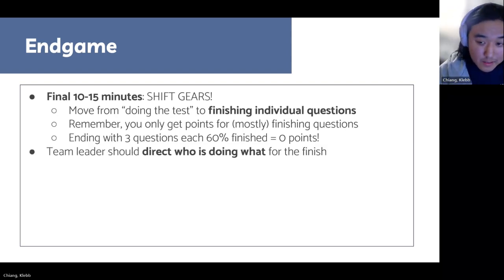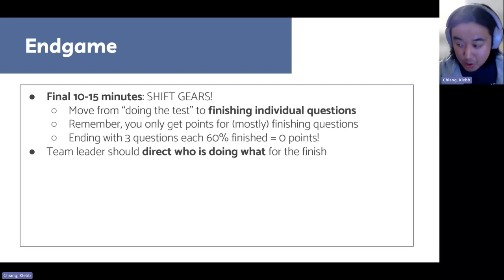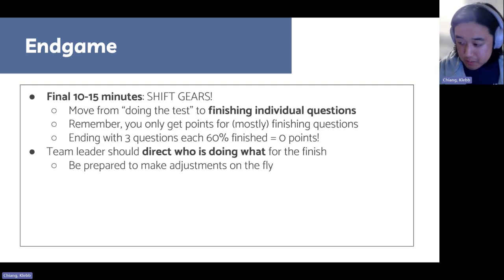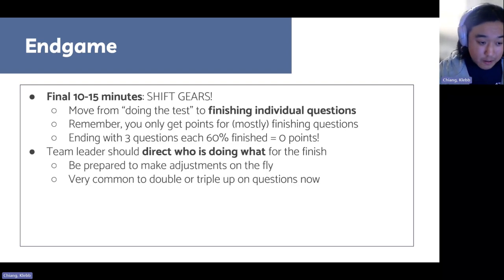Okay. This is also where the shot caller is especially important, because they should be directing who's doing what and handing out papers and sorting papers like that. Okay. And again, you'll have to be ready to make adjustments because the speed at which you do stuff is variable. But if the team leader knows the team and knows what each person is capable of, they can delegate and make hopefully a decent finish. Okay.